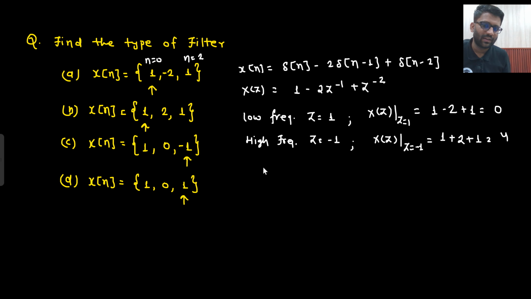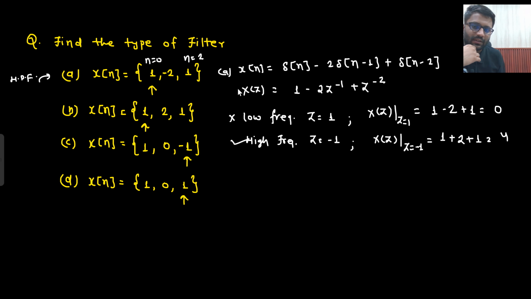So what does that mean? High frequency is being passed, low frequency is not being passed. High frequency passes, but low frequency doesn't pass. What kind of filter is that? High pass filter. So this is how we need to analyze. Any x of n is given, you find out its z transform, then you know that low frequency is z equals 1, e to the power j0, and e to the power j pi is z equals minus 1. So low frequency, high frequency, you put, you get your answer.